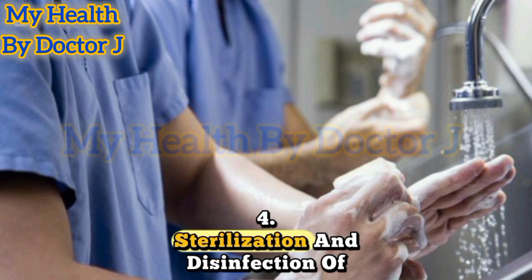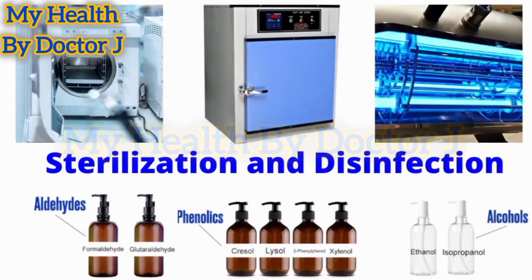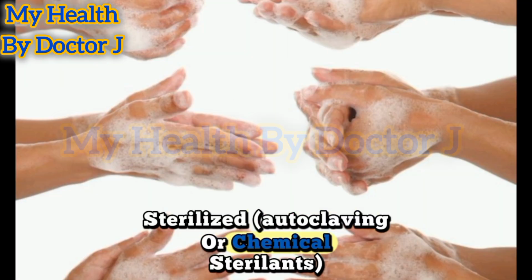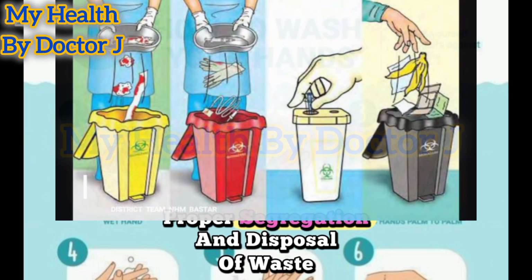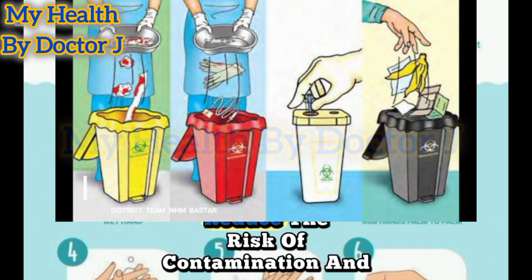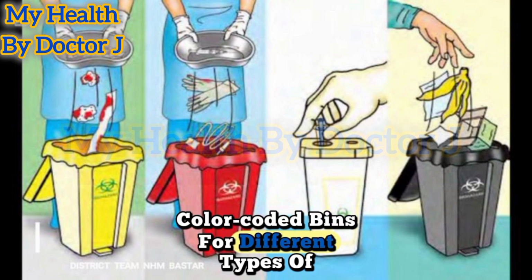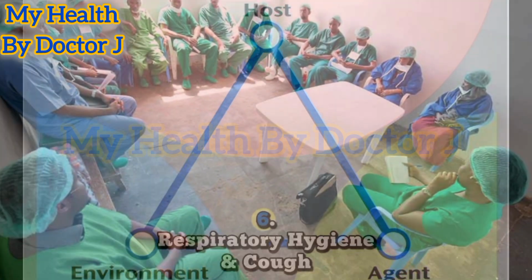4. Sterilization and disinfection of instruments. Reusable instruments must be cleaned, disinfected (low, intermediate, or high level), and sterilized (autoclaving or chemical sterilants). 5. Waste management. Proper segregation and disposal of waste reduce the risk of contamination and injury. Color-coded bins for different types of waste: red, infectious; yellow, sharps; black, general waste. Staff training is essential.